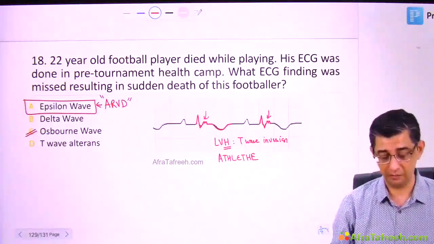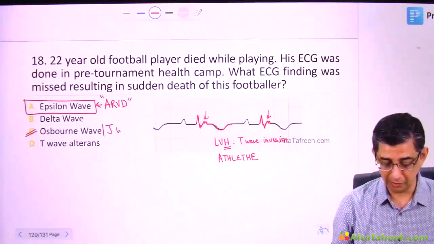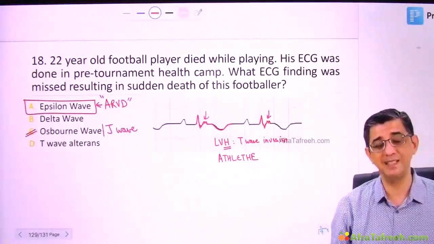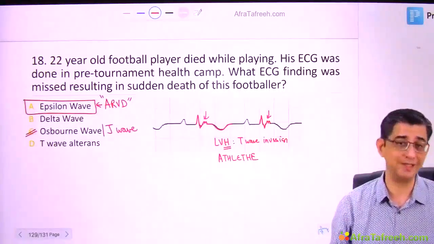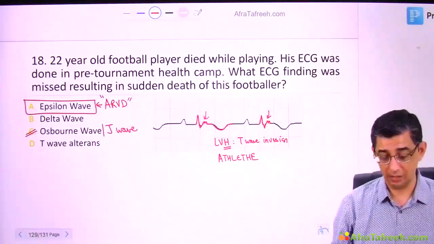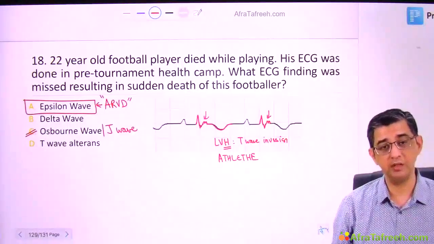That's the Osborne wave, also called as J wave. For diagnosis of option number C, there should always be a setting of hypothermia where the core temperature of the body is less than 35 degrees Celsius. But as such, there is no hypothermia setting in this case.